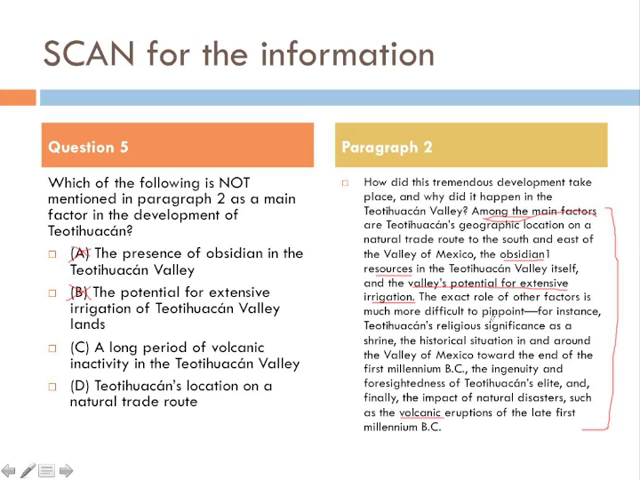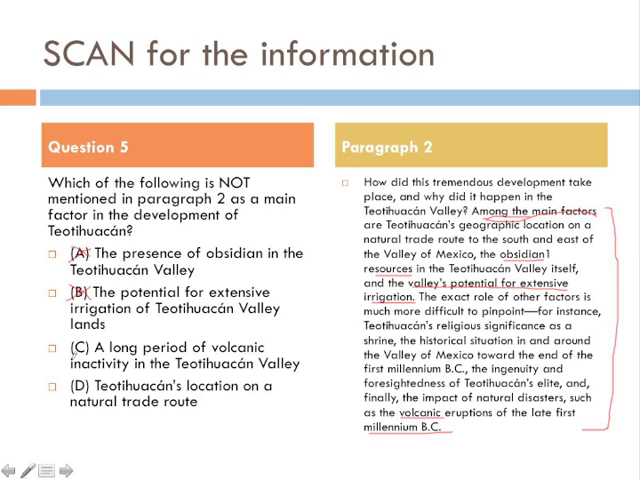As we go back to that original sentence, it's a fairly long sentence. The exact role of other factors is much more difficult to pinpoint. For example, their religious significance. So, was that a particular factor? How did it play a role? The ability of the elite, their ingenuity and foresightedness, so in other words, how progressive they were. And finally, what about those natural disasters? For example, it mentions the volcanic eruptions of the late 1st millennium BC.